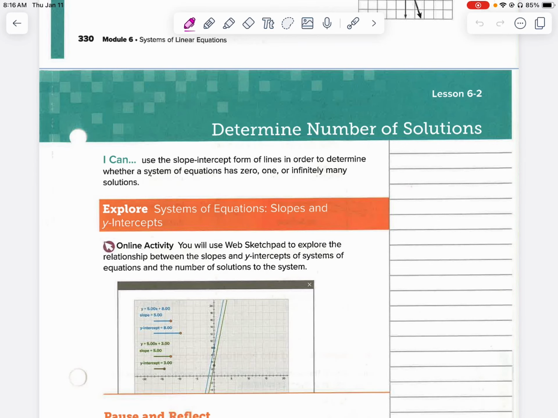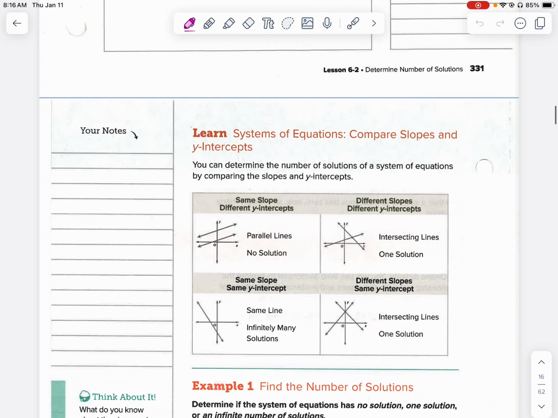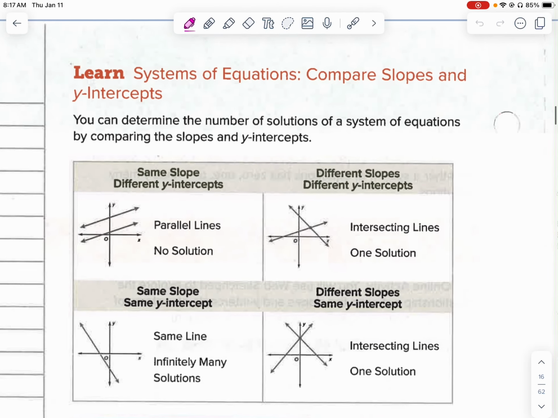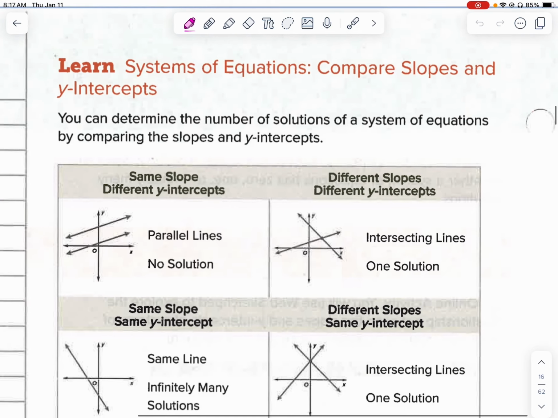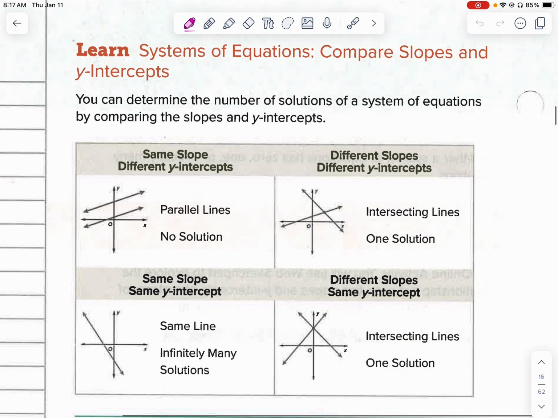Okay, determine the number of solutions. Okay, so in the last class, we kind of talked about this, but we're going to talk about a lot more in this one. Systems of equations. Compare the slopes and the y-intercepts. So we're going to look at each one of them.